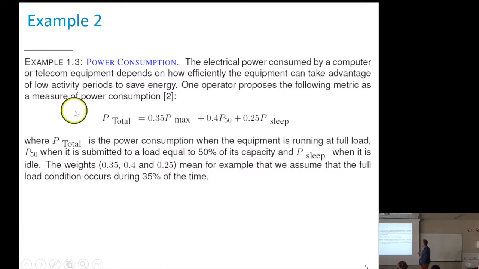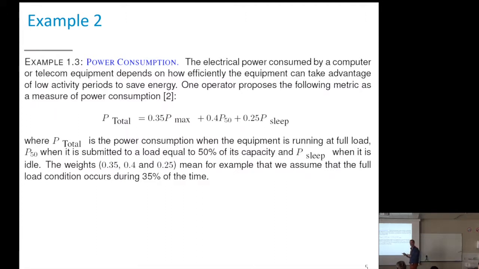And here is what those people found. They said the total power consumption is 0.35 Pmax, where Pmax is the maximum power that this device can compute, and here is the power it computes when its utilization factor is 50%.